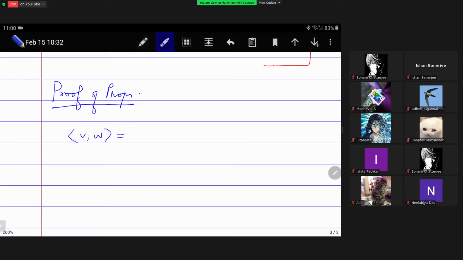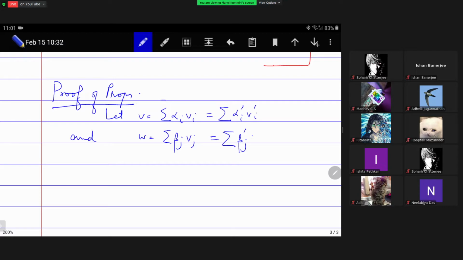Okay. So what is V? Let V be the vector sum of alpha_i V_i, which is also equal to the sum of alpha prime_i V prime_i. With respect to the two different bases, the coordinates are the alpha_i's and the alpha prime_i's. Let W be the vector sum of beta_j V_j, which in the other coordinates is the sum of beta prime_j V prime_j. So there are two vectors V and W whose bilinear product we need to take.